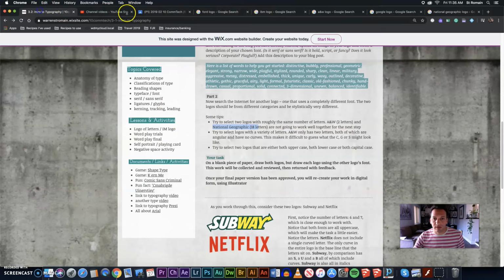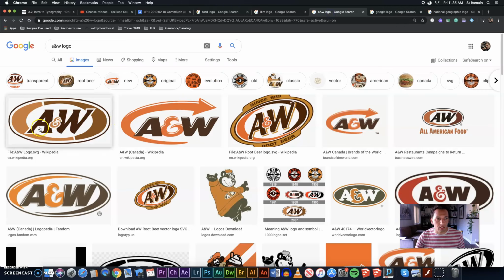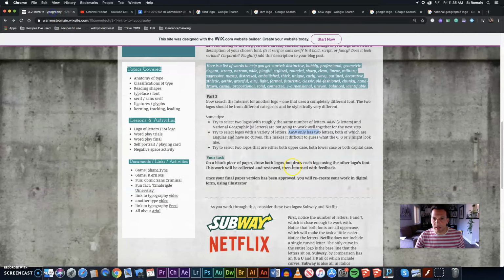There are a couple other tips here. Try to select logos with a variety of letters. A&W only has two letters, both of which are angular and have no curves. So I don't know what an S would look like, or what a G would look like. It's tough to make decisions based on that. This makes it difficult to guess what a C, a G, or S might look like.